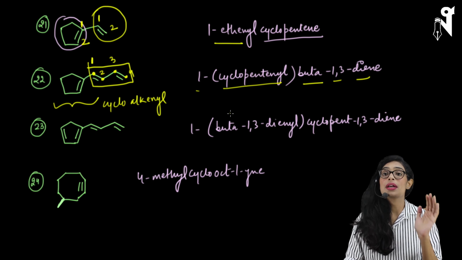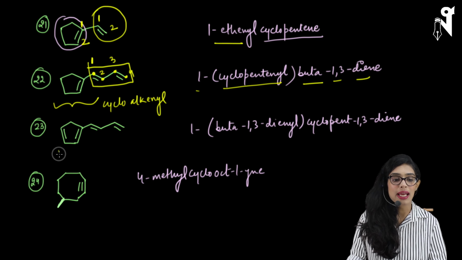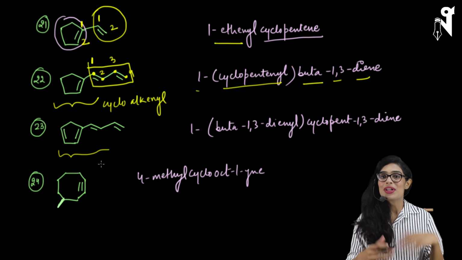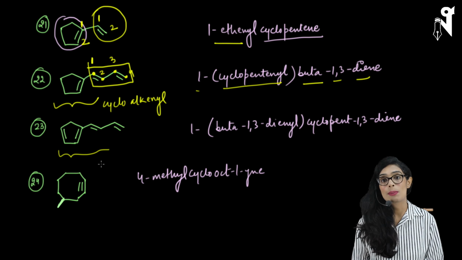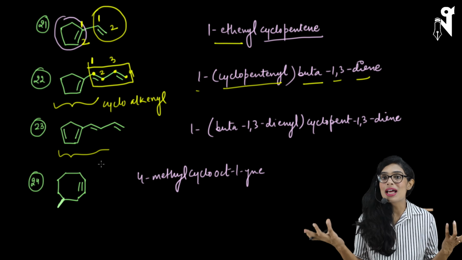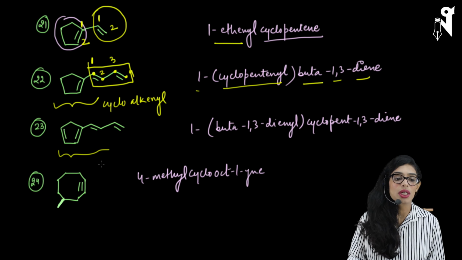Okay, understand it very carefully. It is very important. Now again, let's talk about the next example. In the next example, we are just adding things so that we can make sure that we have understood all the rules properly. Now in this, the number of unsaturations are the same. So what is going to be different? The chain length is different.